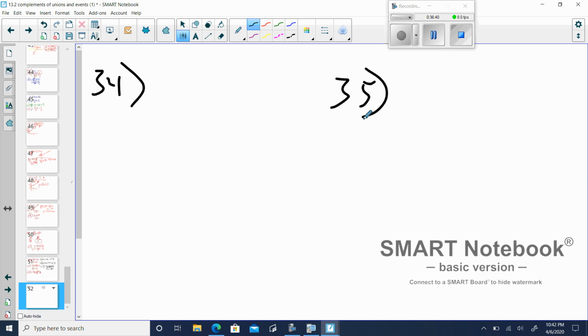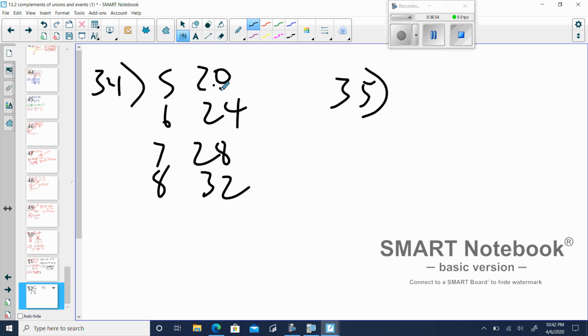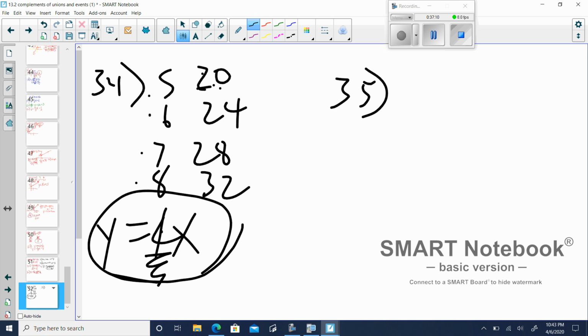Okay, are these things proportional? Let's take a look at this, guys. So 5, 6, 7, 8, 20, 24, 28, 32. Well, we saw this before. If they're proportional, then y equals 4x would work for this. So 4 times 5 is 20, 4 times 6 is 24, 4 times 7 is 28, 4 times 8 is 32. So yes, these are proportional, and our constant of proportionality is 4.